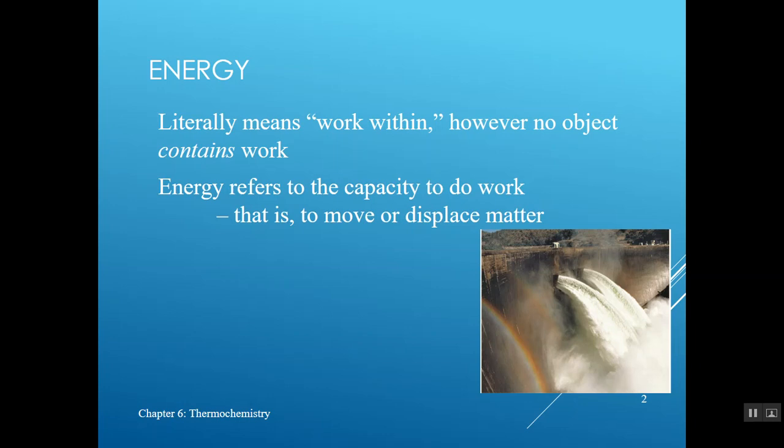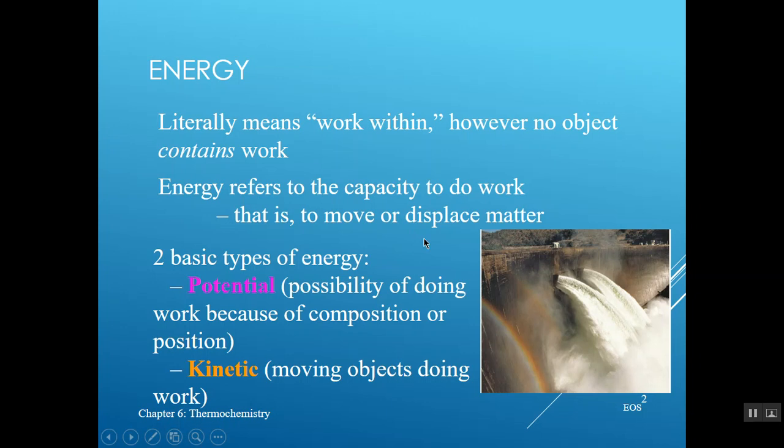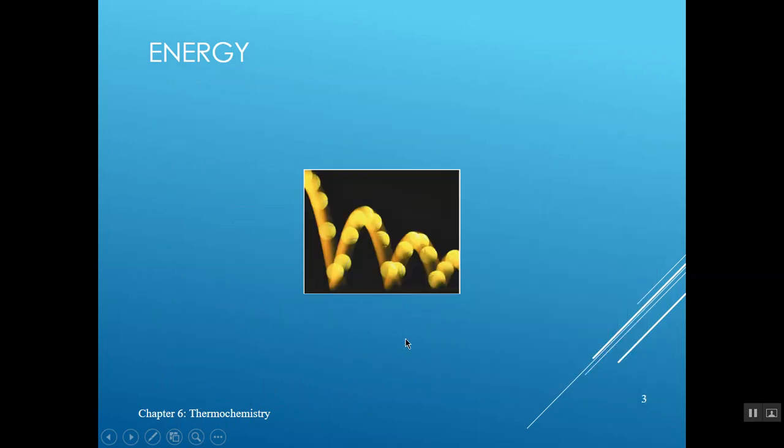And work is basically the ability to move an object a distance by applying a force. All right, so if you apply force to an object and the object moves, then work is said to be done. Now, there are two types of energy. You have potential energy, which is the energy an object has by virtue of its composition or position, and kinetic energy, which is the energy an object has by virtue of its motion. So anything that is moving has kinetic energy.